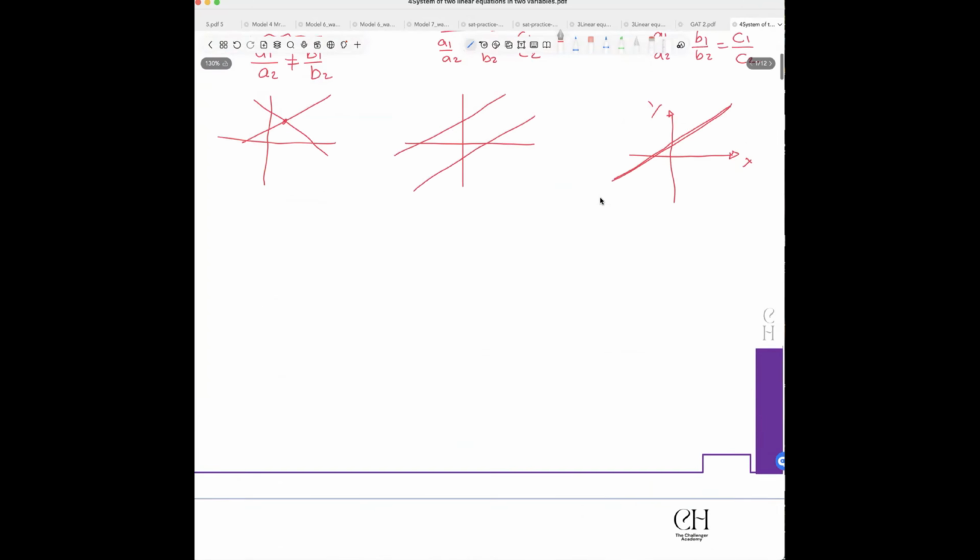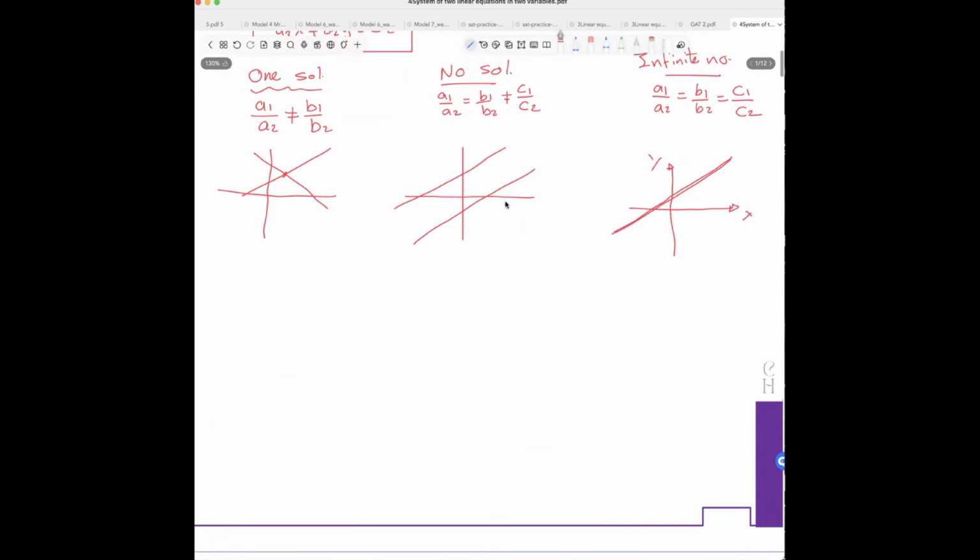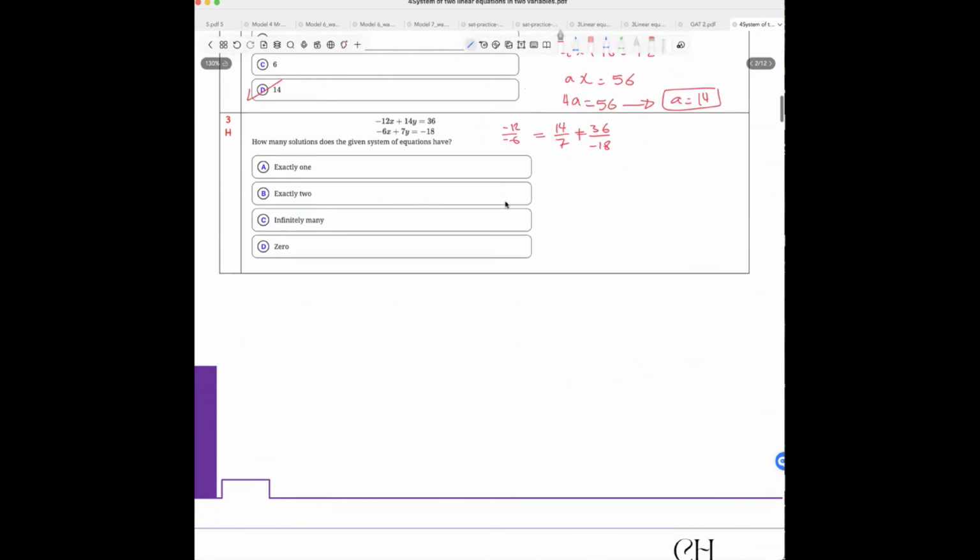We'll check again. The middle one, this one, a1 over a2 equals b1 over b2, not equal to c1 over c2. So no solution. So you don't have any number of solutions. The number of solutions equals 0.